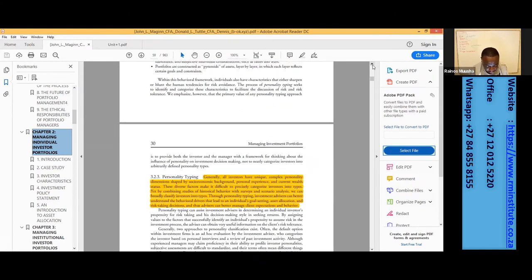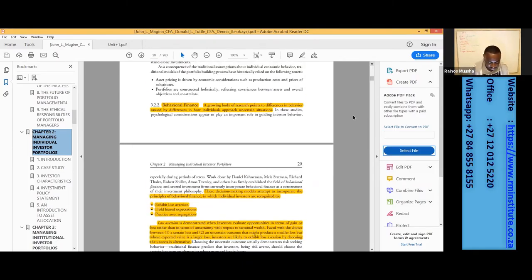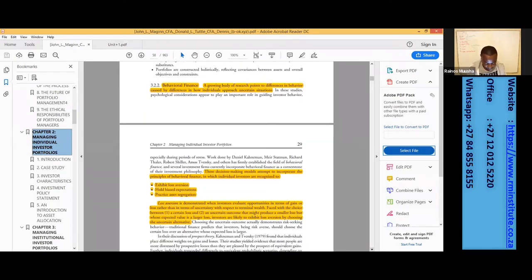So these are the types of personality behavioral findings. These are the types of things you're going to be finding under psychological typing assessment when it comes to behavioral finance as well.